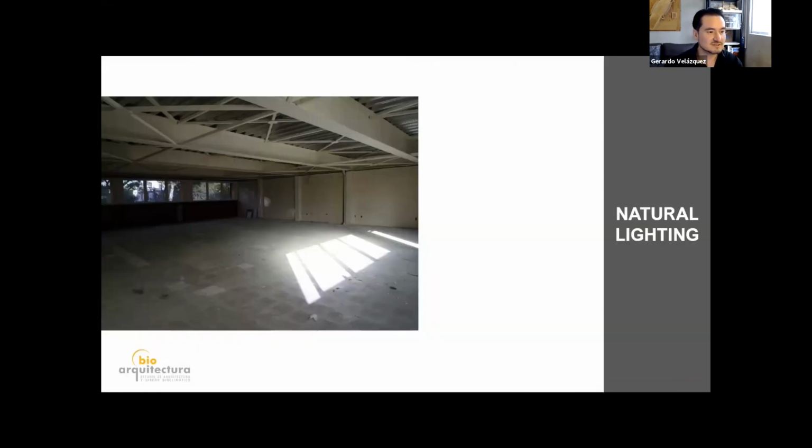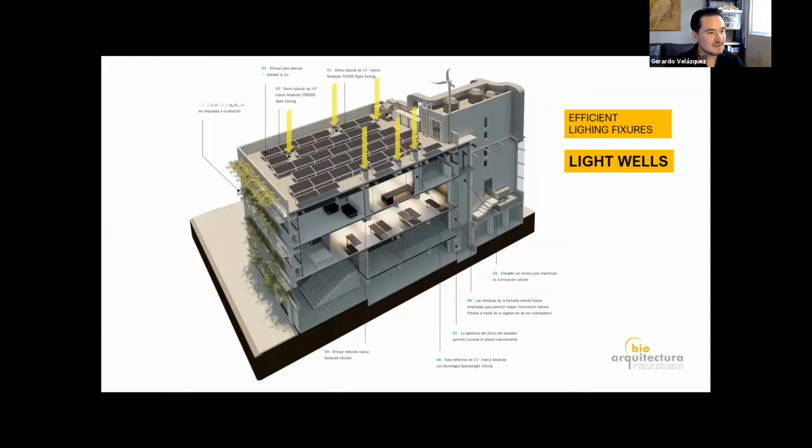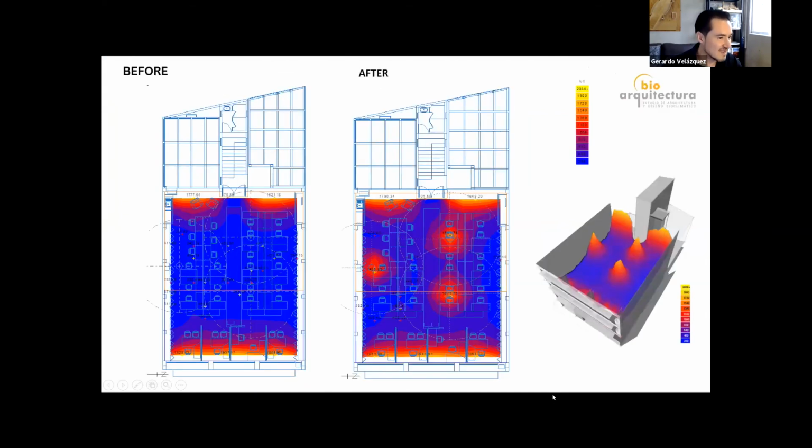For natural lighting, we normally have this kind of patches of darkness in the middle, so there were not enough luxes for this area. So we put light wells in the building to get the lighting inside, letting the light into the middle section of the building, and with some light shelves. This is the before and after of the analysis, where you can see how the lighting was improved.